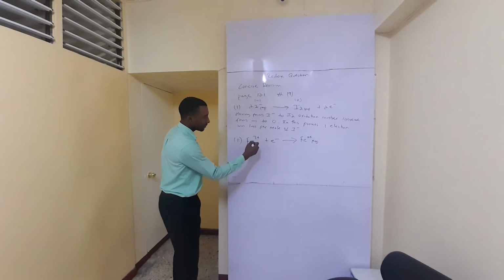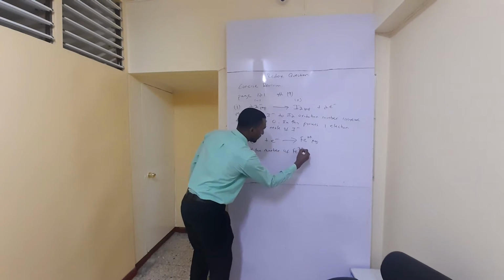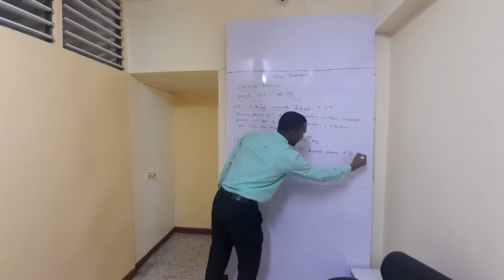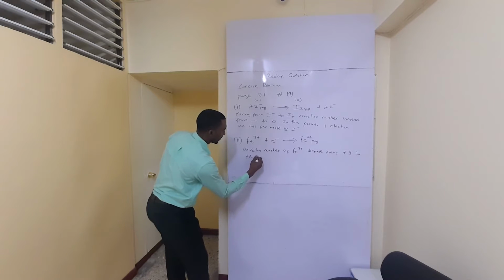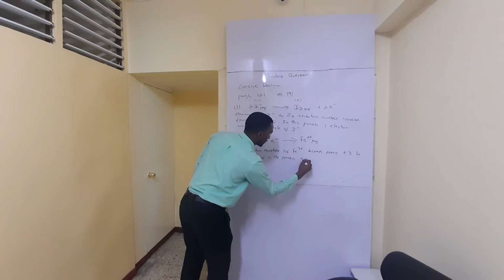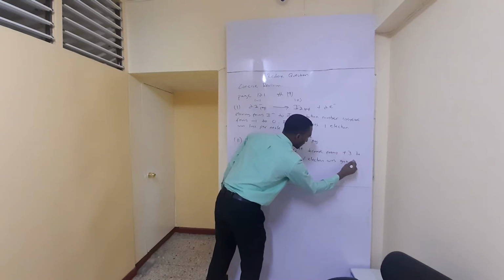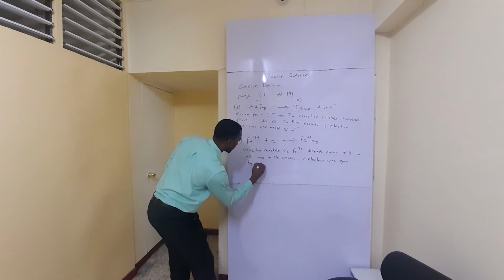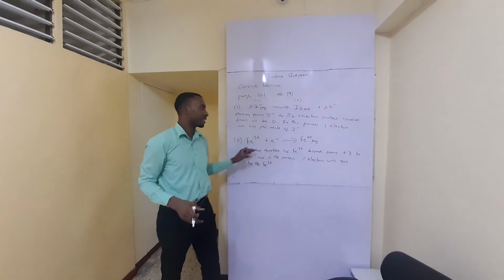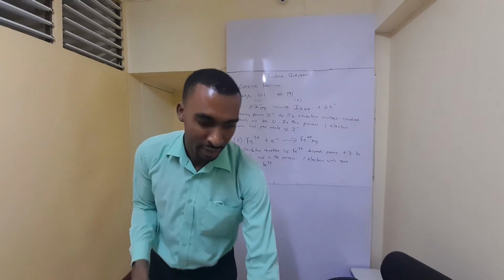Okay? In this case, the oxidation number of Fe3+ decreases from plus 3 to plus 2, and in the process one electron is gained to form Fe2+. So as you can see, if the oxidation number decreases, it is also equivalent to a gain in electrons. So you can use these two to justify that.